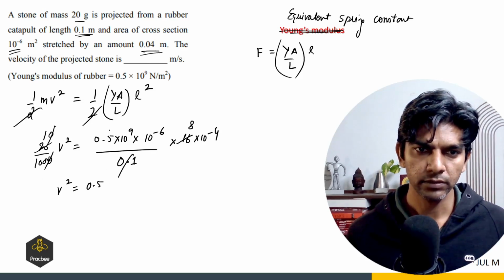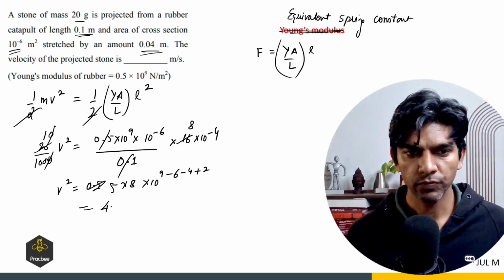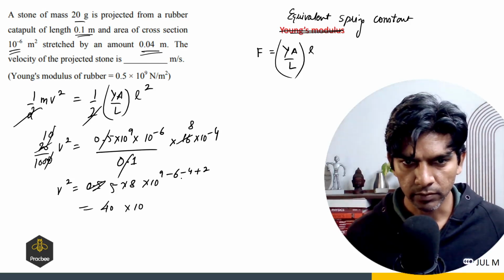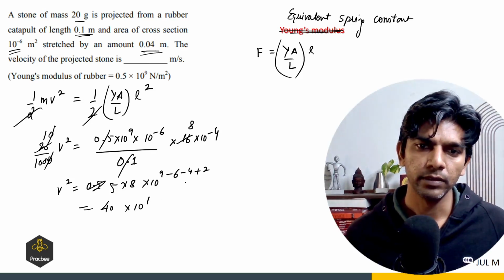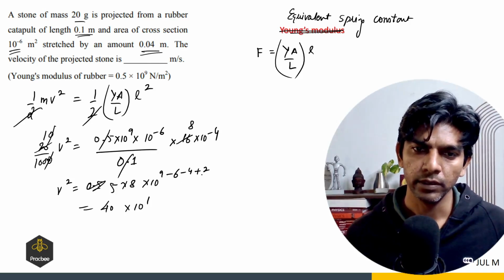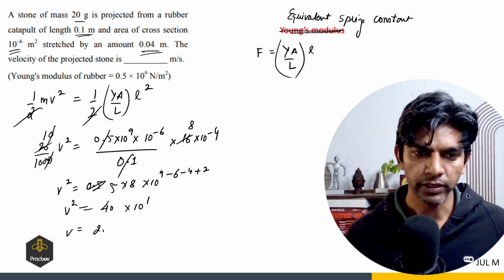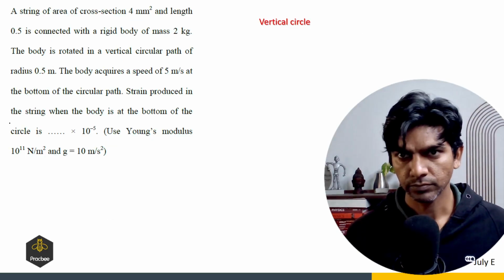Okay, let us remove this. So 5 into 8 into 10 raised to power 9 minus 6 minus 4 plus 2. So that comes out to be 40 into 10 raised to power 11 minus 10. So this will be 1, right? 11 minus 10 will be 1. So V comes out to be 20. So 20 is the answer of this question.